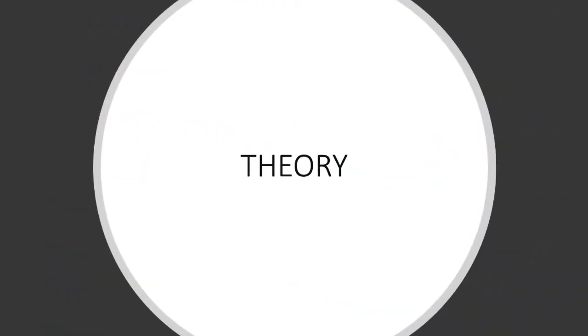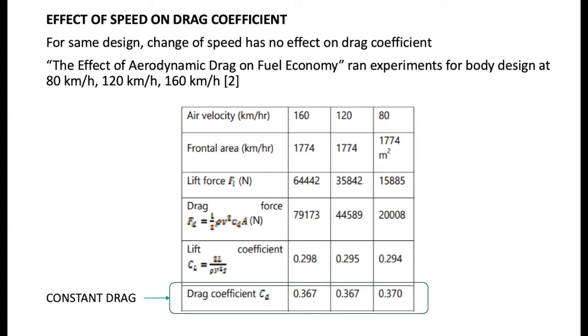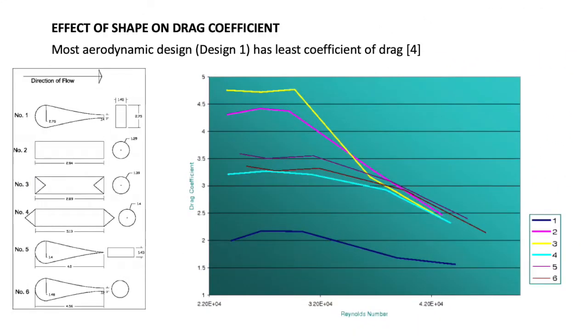The first factor that will be varied in this experiment is the speed of the moving air from the wind tunnel. From literature review, it was observed that for a particular design, the change of speed of the moving air will have no effect on the coefficient of drag of the vehicle.